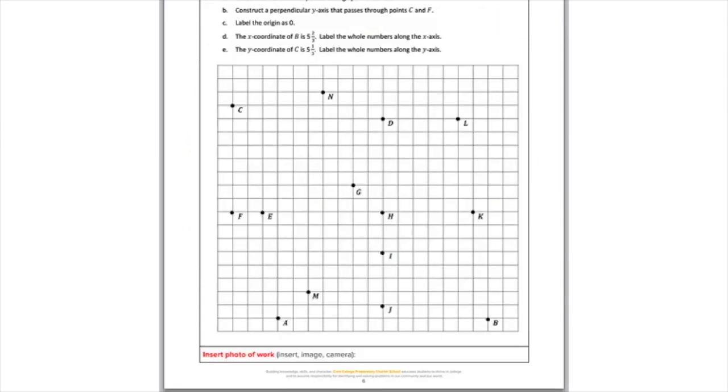Great, so you have finished problem 2. You are now in the problem set. So when you're looking at the problem set, you are going to use this coordinate plane and you're going to follow the guidelines just like we did in the concept development. So construct an x-axis that passes through A and B. So here will be my x-axis. And you are going to keep following through all of these steps.